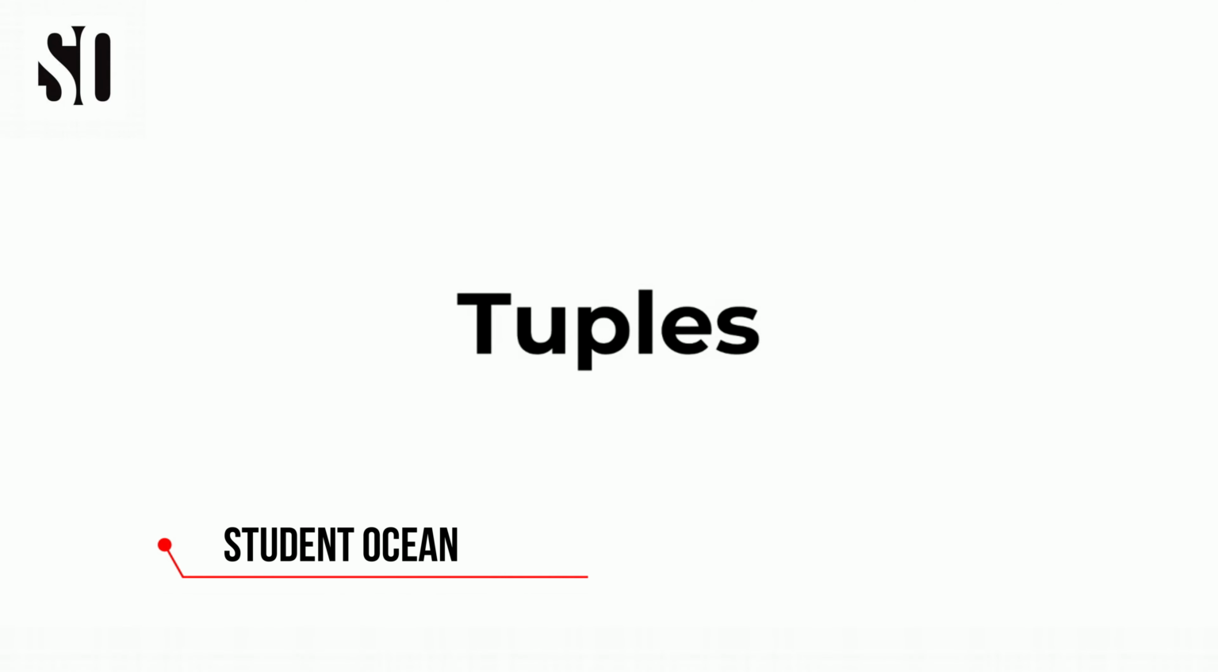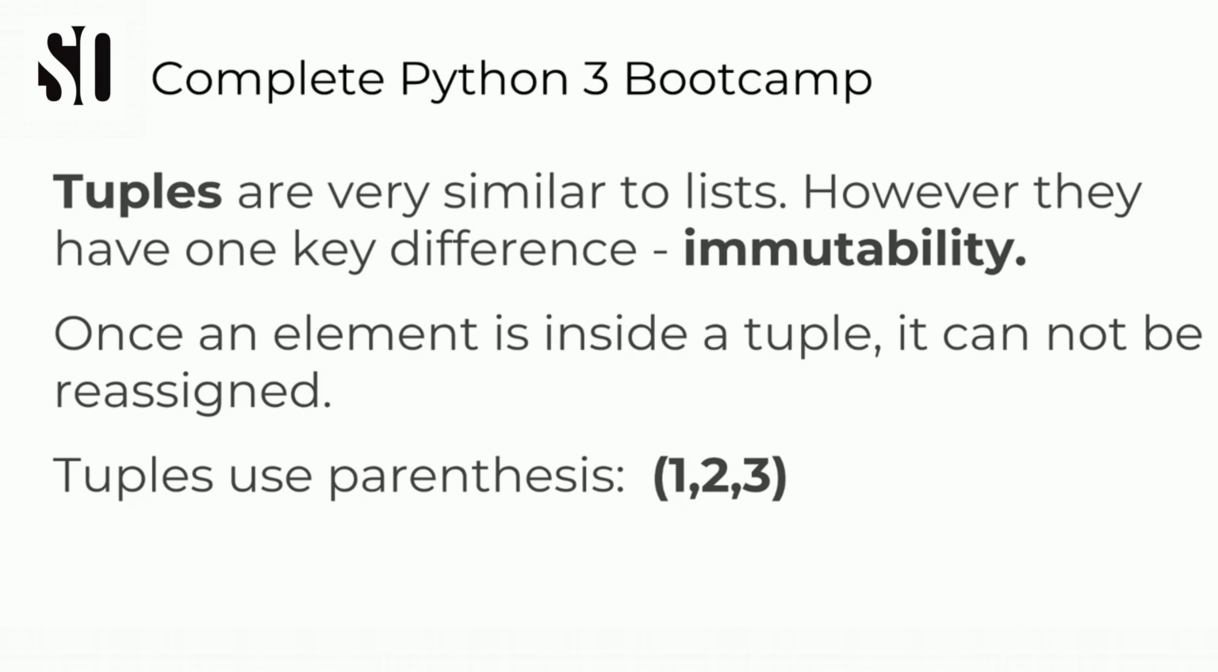Hi, everyone, and welcome to this lecture on tuples, or tuples, as some people like to call them. In Python, tuples are very similar to lists. However, they have one key difference, and that is immutability. They're immutable, meaning they cannot be changed. That comes from the term mutation, so they cannot be mutated or changed.